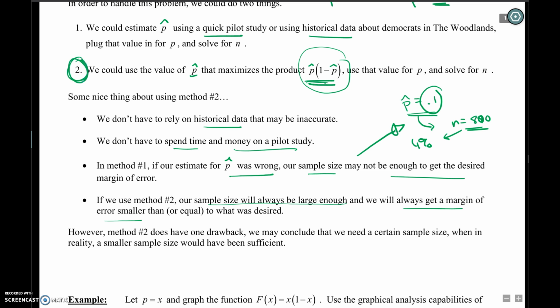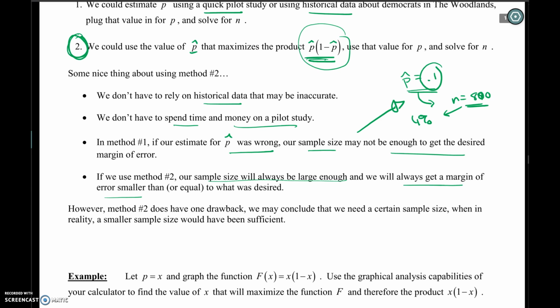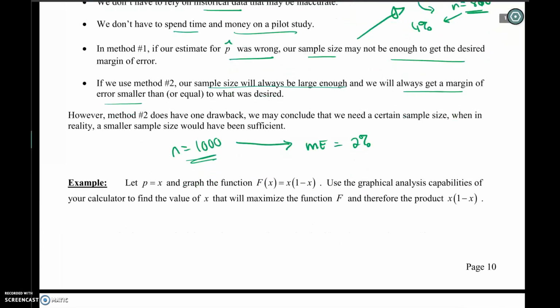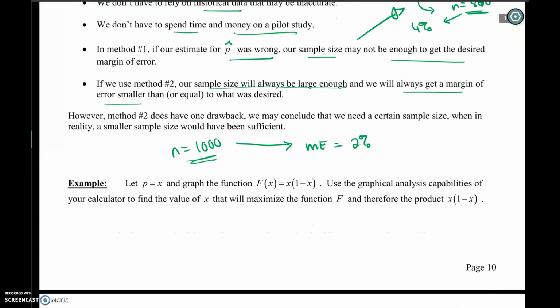Now, is there a downside to method 2? Of course. If you use the maximum value, you might predict you need 1,000 people. And when you calculate your margin of error, you actually get a margin of error of like 2%. In which case it's like, well, gosh, I guess I didn't need to survey 1,000 people. I probably could have gotten by with 600 or 900 or something. So sometimes you spend a little bit more money and resources than you needed, but at least you're guaranteed. Pros and cons.